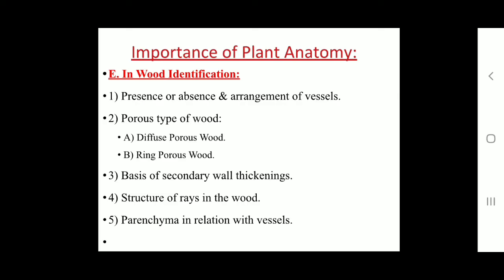So first we see what is meant by diffuse porous wood. Here in diffuse porous wood, vessels are more or less equal in diameter and are uniformly distributed throughout the wood. Thus, when there is a gradual change in size and distribution of vessels throughout the growth rings, the wood is known as diffuse porous wood. Example, Acacia, that is babul, Populus, Salix, etc.